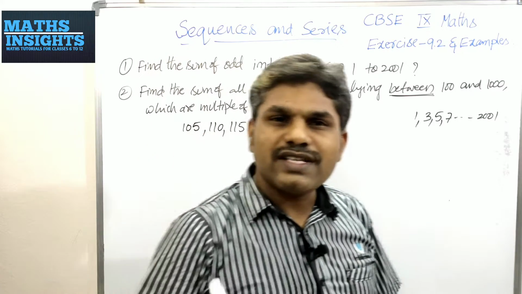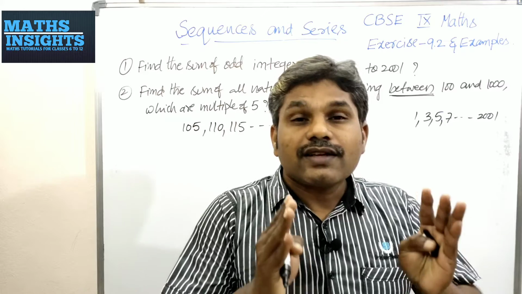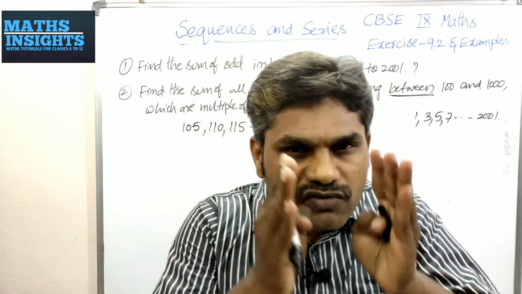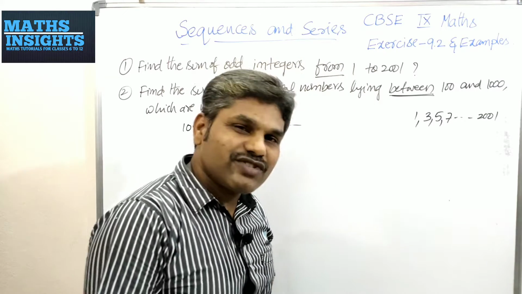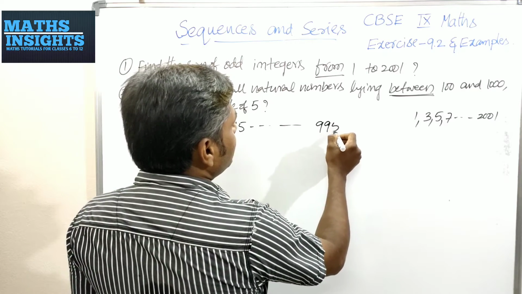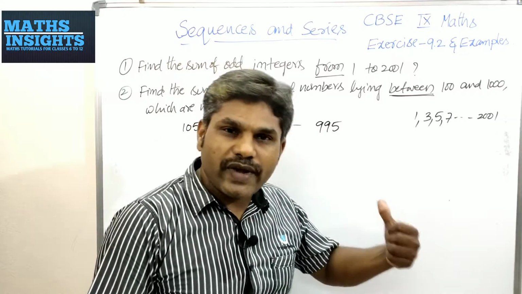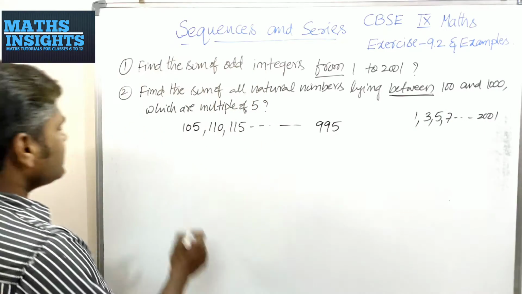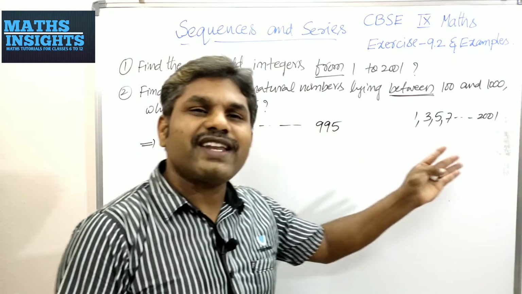1000 also is not taken into account. Why? Because you are finding the sum of all multiples of 5 which are between 100 and 1000, right? So 1000 will also not come into account. So 995 is the multiple of 5 which is just before 1000. In this case, you know, it will form an AP.